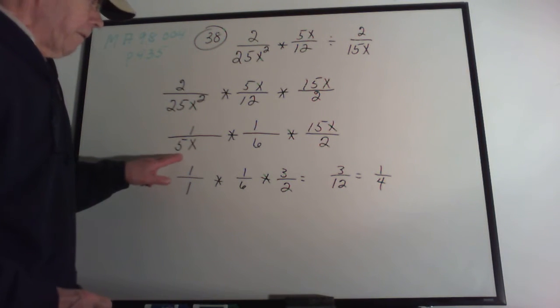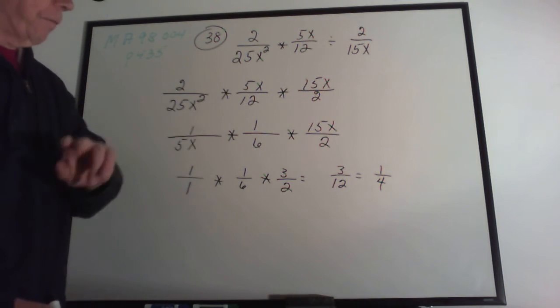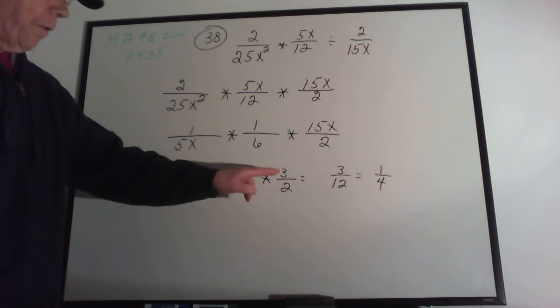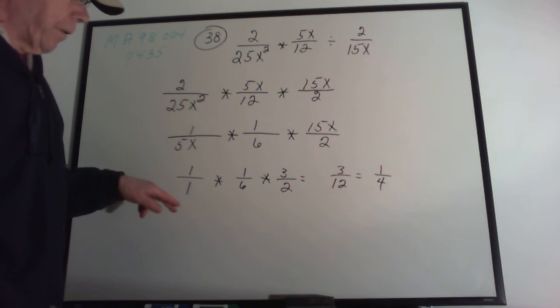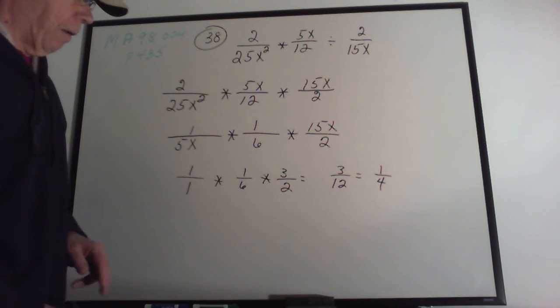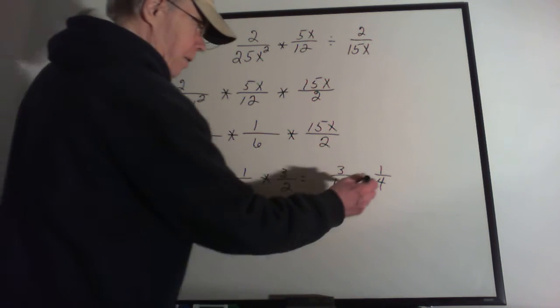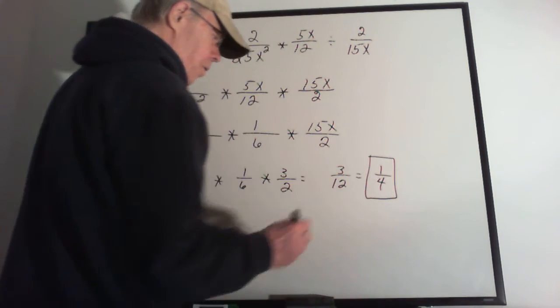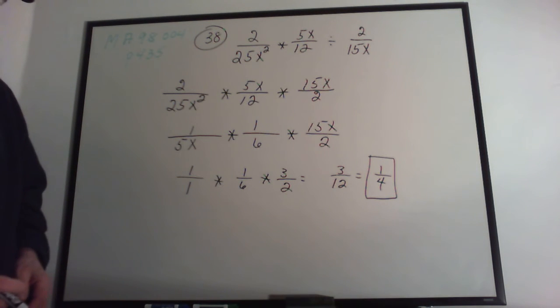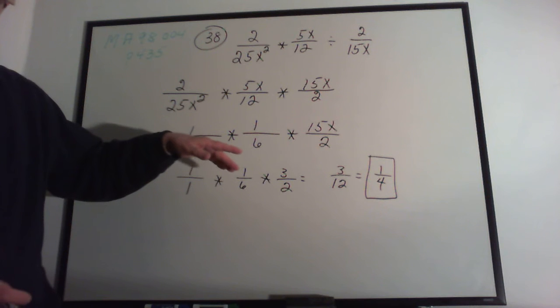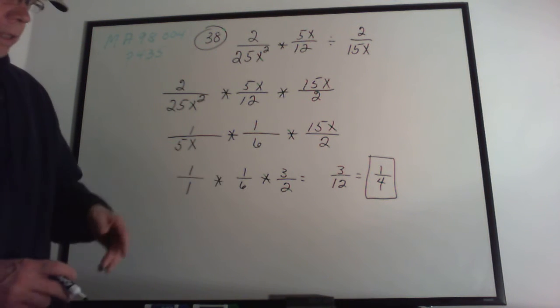All right, so 5x can be divided by 5x and 15x can be divided by 5x. So I'm going to get 1 and a 3. So I multiplied through, I get 3 over 12. I didn't simplify here, which means that at the end of the problem, I got to reduce it. So your final answer is 1/4. It normally is easier to cancel with a problem like this instead of waiting until the end and then reducing it.